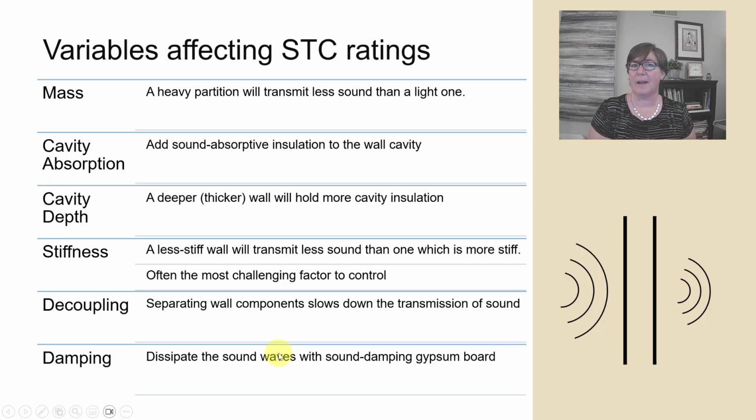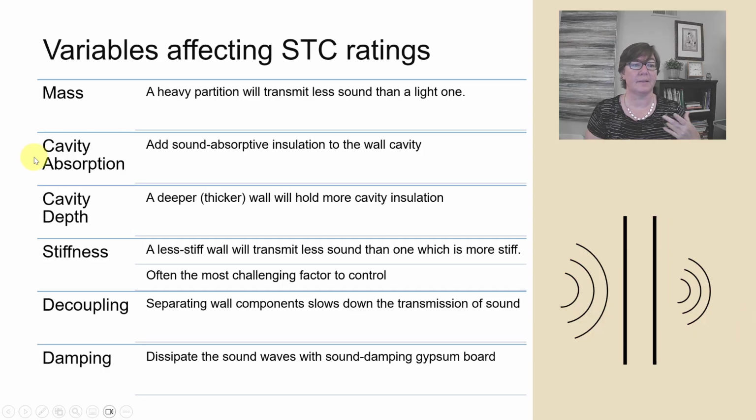What kind of variables can affect sound transmission through a wall? There are 6 of them here. Let's start up here with the mass. This is how heavy the wall is, and a heavy partition will transmit less sound than a light one. So looking over here at the diagram, we've got a source of sound, and if this partition is heavier, it will vibrate less, and less sound is transmitted through it.